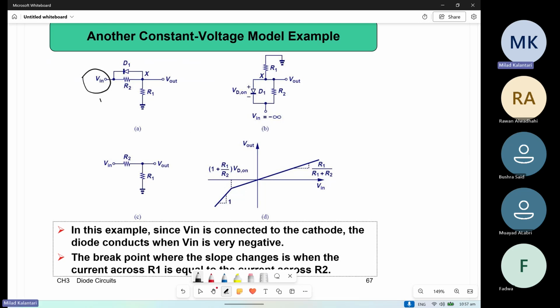Or very negative? How would it be open, or how would it be on? Can you describe it? Yes. It should be in this direction, right? For the negative voltage. But can this diode turn on?